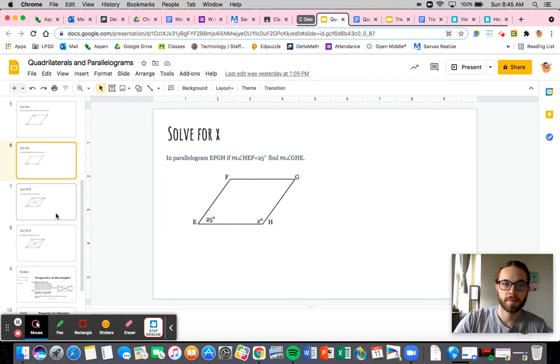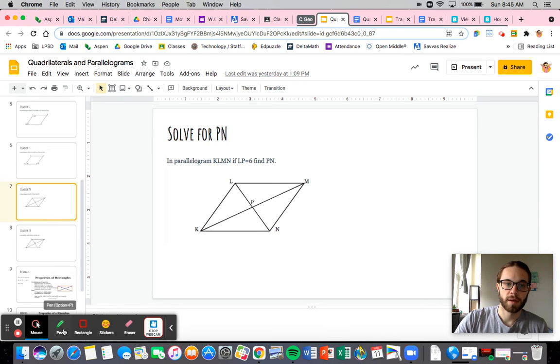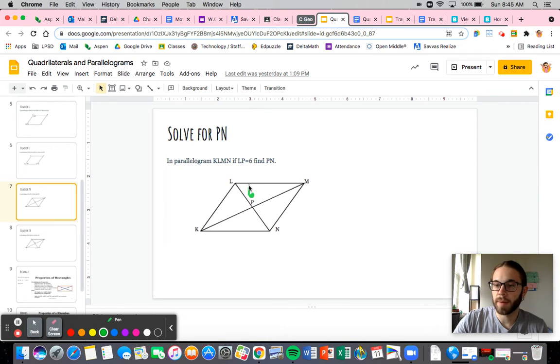Now, let's look at lengths involving the diagonals. So it says LP is 6, and I have to find the whole thing. Well, remember, diagonals of a parallelogram bisect each other. So if this is 6, this is 6. So the whole thing, well, it's not looking for the whole thing, it's just looking for the other side. If this part's 6, this part's 6. But if it was looking for the whole thing, LN, that'd be 12. But it's looking for this part, so 6.